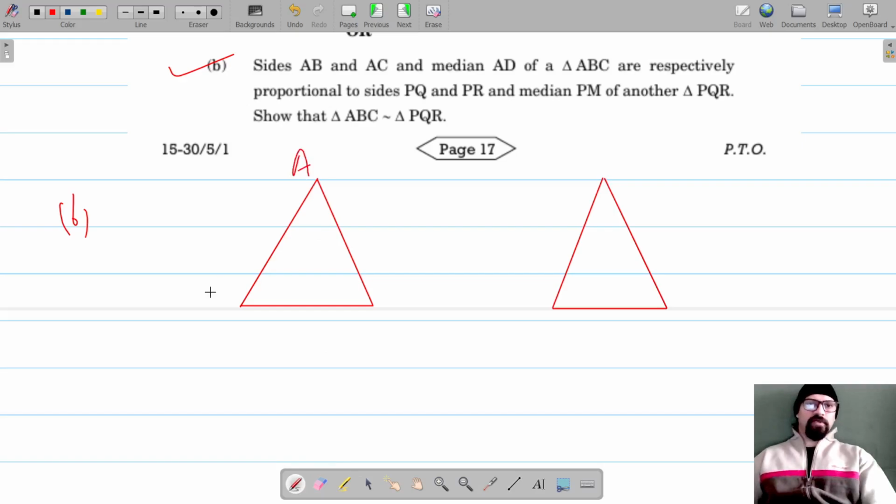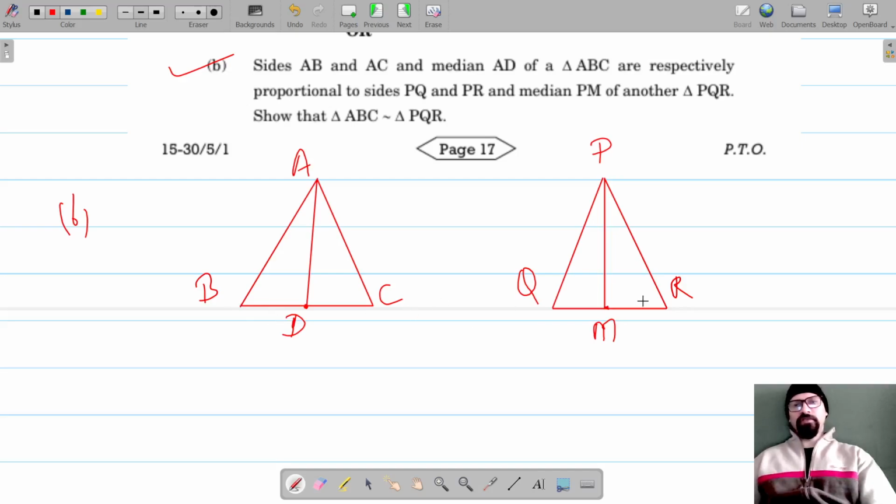Okay, so this is triangle ABC and this is triangle PQR, and it has median AD and this has median PM. Median AD means that D is the midpoint and M is the midpoint. So D is the midpoint of BC and M is the midpoint of QR. Now we have to prove that.